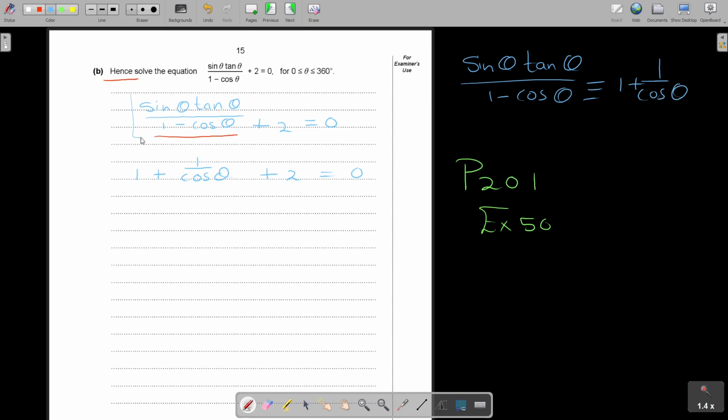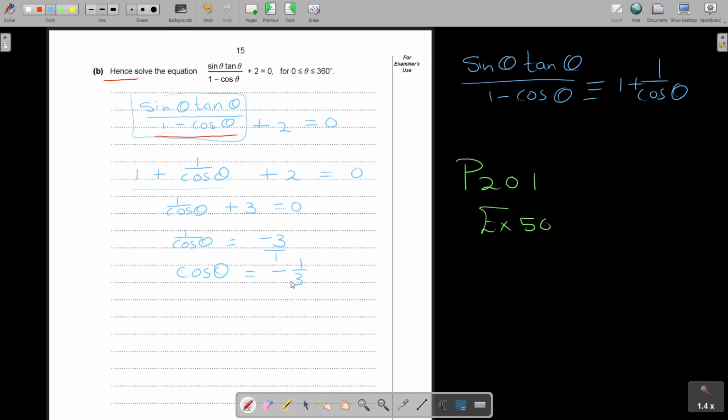Okay, so basically I can just take this and replace it with this. And now I can start with solving it. So now I'm having 1 over cos theta plus 3, and that's equal to 0. So 1 over cos theta is equal to negative 3. And now I don't want the inverse, I want cos on top. So if I swap this, I have cos theta equals negative 1 over 3.